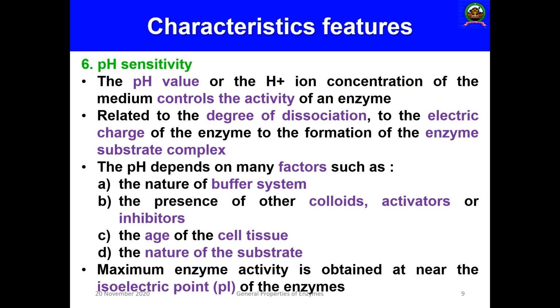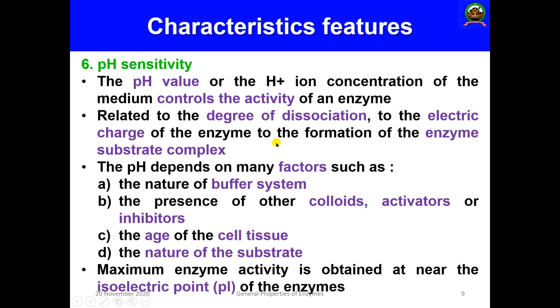But once the optimum pH is reached, the enzymatic reaction will get stabilized, but still an increase in the pH will decrease the enzymatic activity. The pH sensitivity relates to the degree of dissociation, to the electric charge of the enzyme, to the formation of the enzyme-substrate complex.